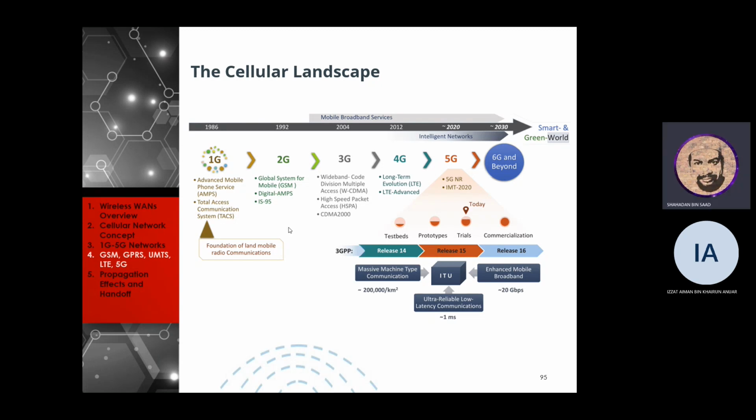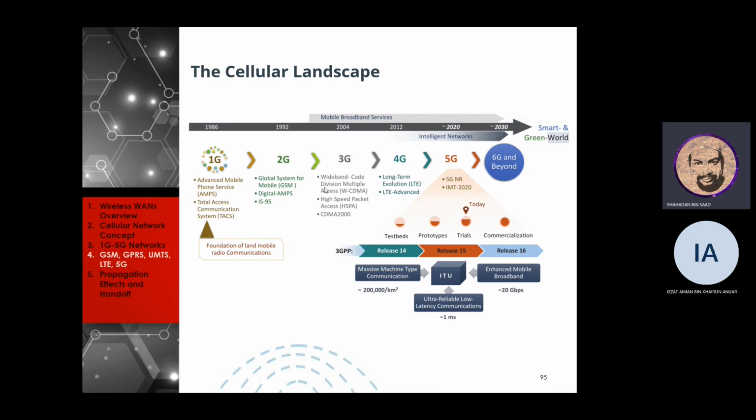So 2G, we recognize as GSM, or Global System for Mobile. That is digital AMPS, IS-95. It started in 1992. 1G was 1968, 1986 at the beginning. And in 2004, it became digital with 3G after 2G.